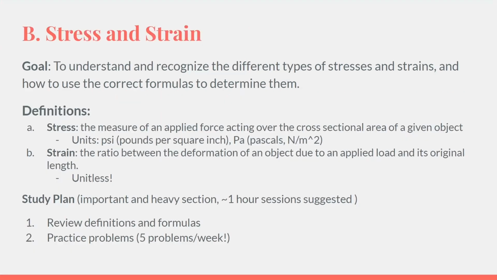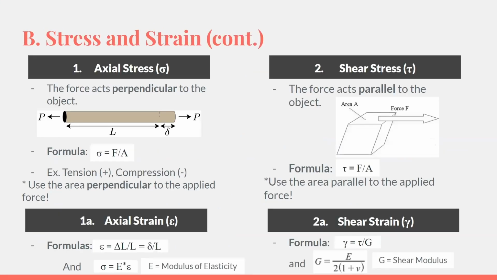Another key topic in this section is stresses and strains. The goal is to understand and recognize the different types of stresses and strains and how to use the correct formulas to determine them. Stress is the measure of an applied force acting over the cross-sectional area of the given object. Strain is the ratio between the deformation of an object due to an applied load and its original length. Our plan suggests students review the following definitions and formulas and practice at least 5 problems per week in this area. The following slides provide a summary of all the different types of stresses and strains covered in this subsection of the exam and list their corresponding formulas.